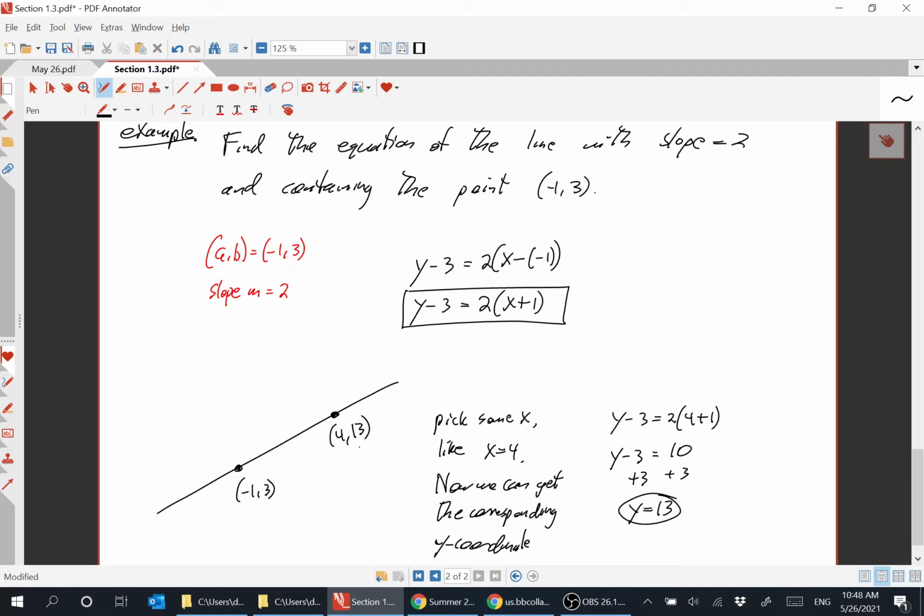And any other point on the line that you would like to find, if you know one coordinate, if you know the x coordinate, you can find the y coordinate. If you know the y coordinate, you can find the x coordinate.